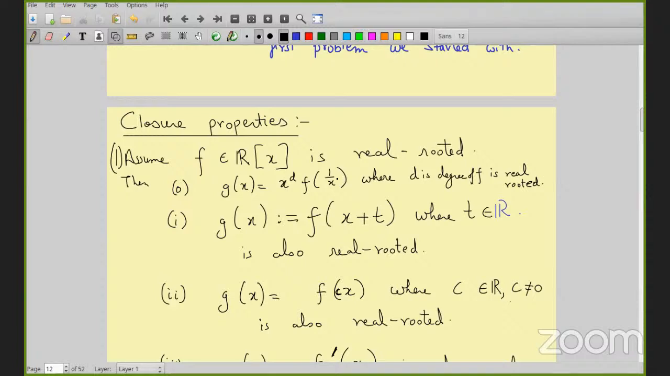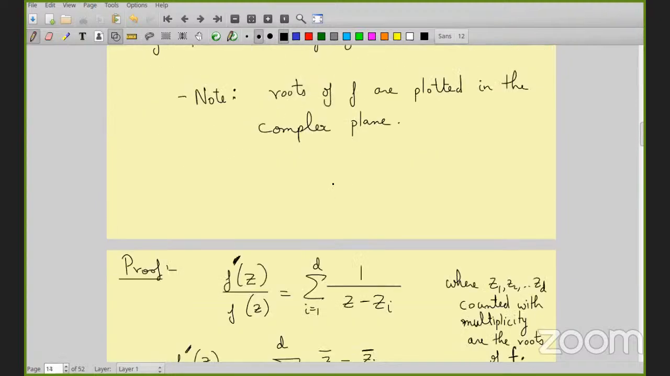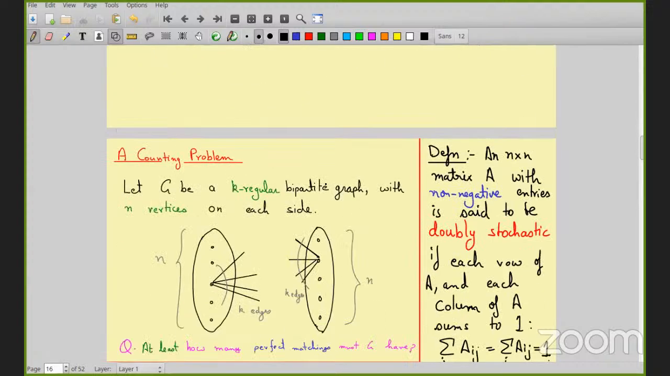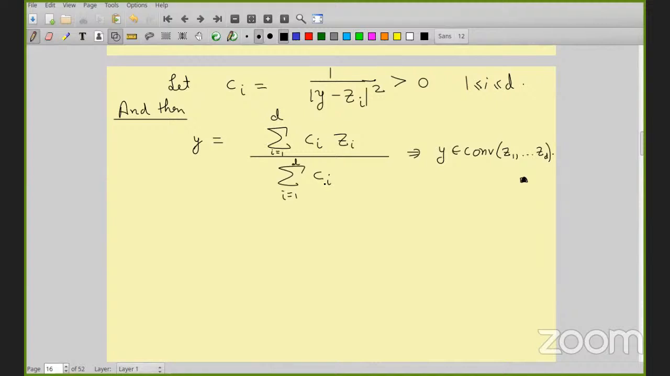But the important thing is that what this is doing is something nice to the coefficients. It just reverses the coefficients. The highest degree coefficient becomes the lowest degree coefficient, the second highest becomes the second lowest, and so on. So if the roots are far away from zero, then they will be closer for g. Yes, the roots are exactly one over x, except, to be careful, for what happens at zero. Good. Now let's look at some more properties of probability distributions coming from real rooted polynomials.